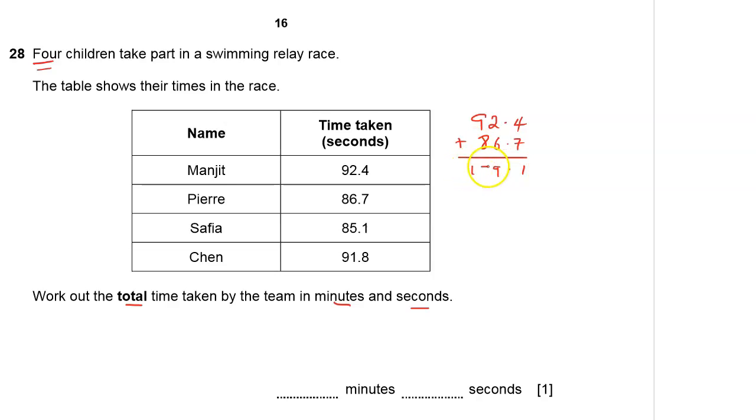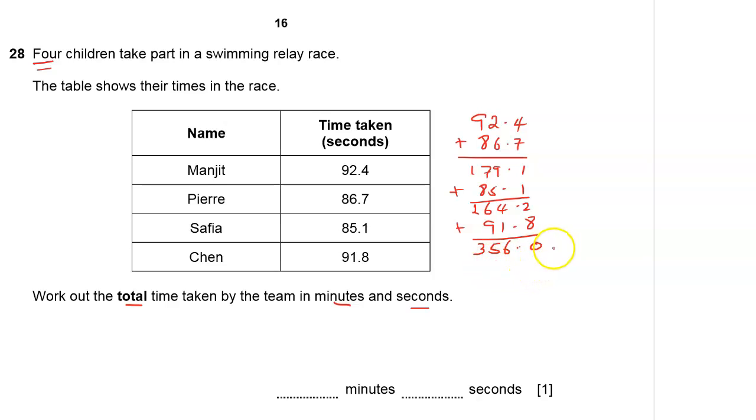179.1, plus 85.1. You get 264.2, plus lastly 91.8. This should get 356. So this is in seconds.